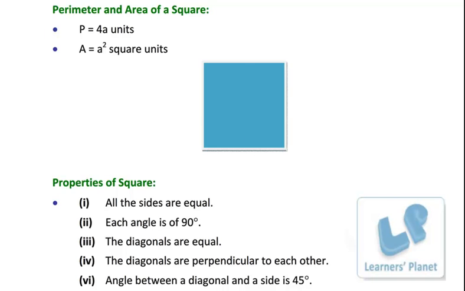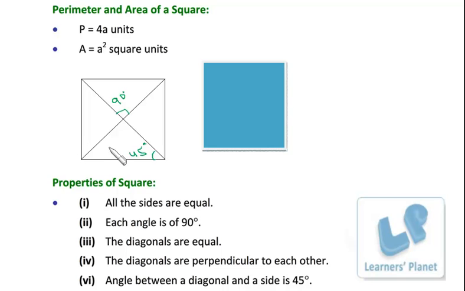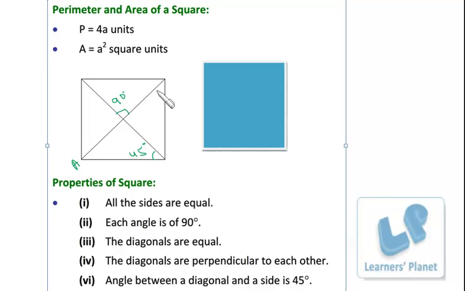So here I have shown one square. The diagonals may be AC and BD. AC will be equal to BD. The diagonals will have the same length. The angle between the two diagonals will be 90 degrees, and the angle between a side and a diagonal is 45 degrees, right? So the diagonals are perpendicular to each other. Diagonals were not perpendicular to each other in case of a rectangle. In case of a rectangle, only opposite sides are equal. In case of a square, all the 4 sides are equal, right?